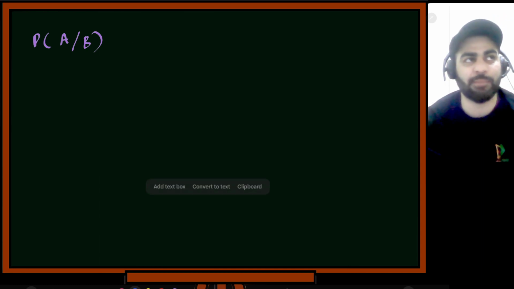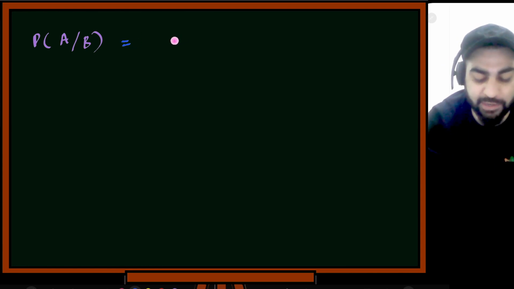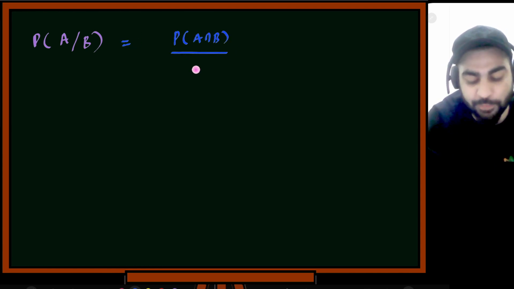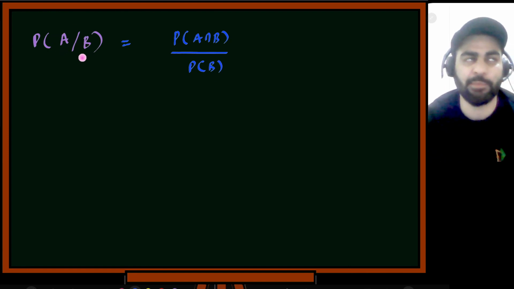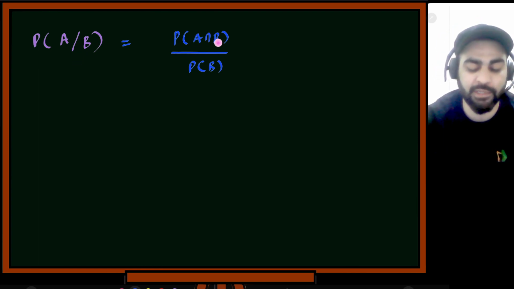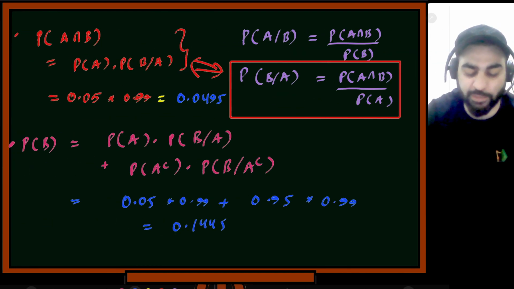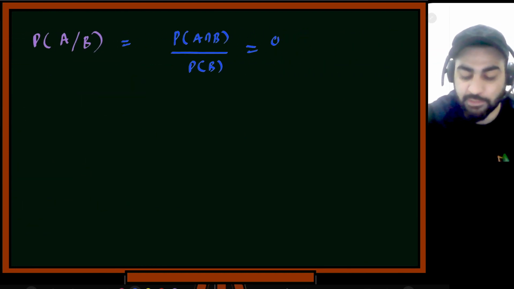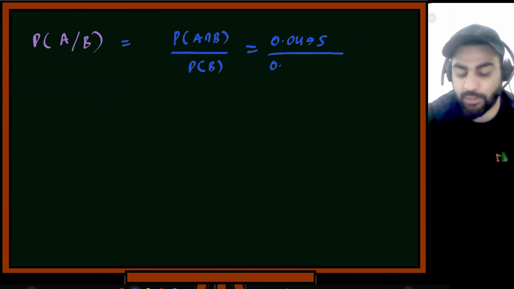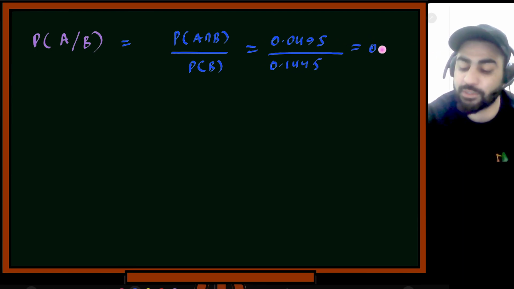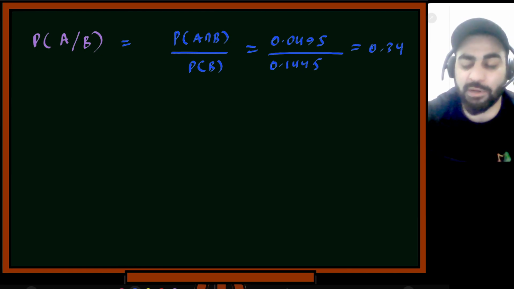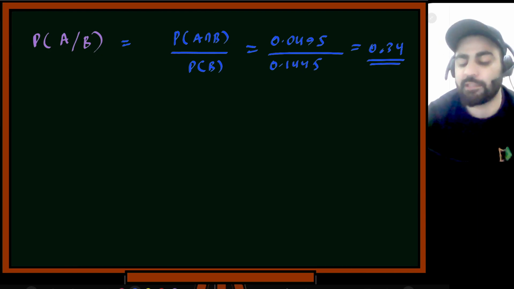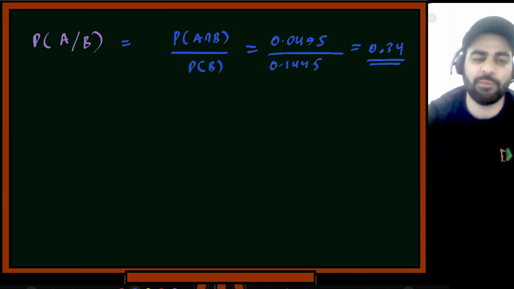Don't you see that this is a problem of conditional probability? It can be written like this: the probability that A is actually diseased given that his test came out positive is equal to probability of A intersection B divided by probability of B. Now we computed both of these. This is 0.0495 divided by 0.1445. I think it comes out to be 0.34. Even if the test is 99% accurate, our probability says that there is only a 34% chance that he or she will be diseased.